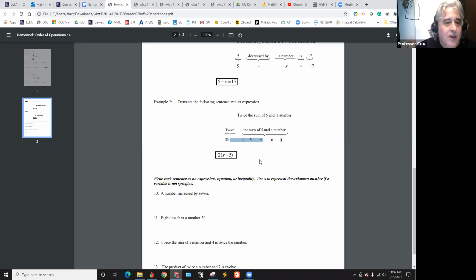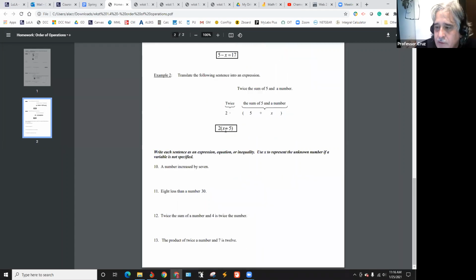Now we can't really do anything with it until we find out what x is equal to, but that's not the point of the exercise here. We're just simply writing what we see in words into symbols. So twice the sum of 5 and a number. Whenever you see something like a number or an unknown something, then that's going to be your variable. So 2 times x plus 5. All right.